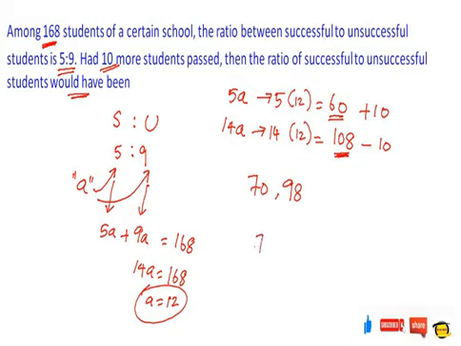Now what is going to be the new ratio? 70:98. So we can reduce both the terms by 2. So this should become 35, this should become 49, and still they can be reduced. This should become 5 and this should become 7. So the new ratio between successful and unsuccessful students is going to be 5:7.